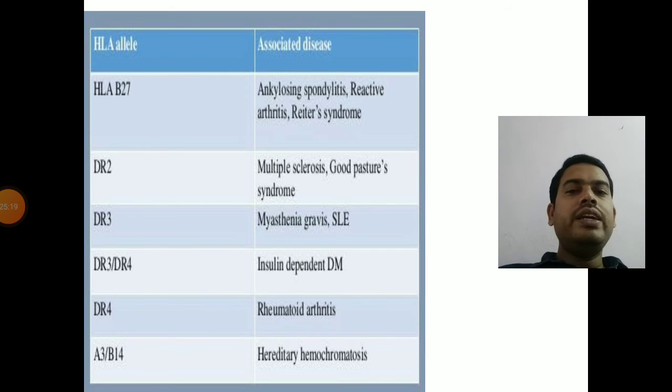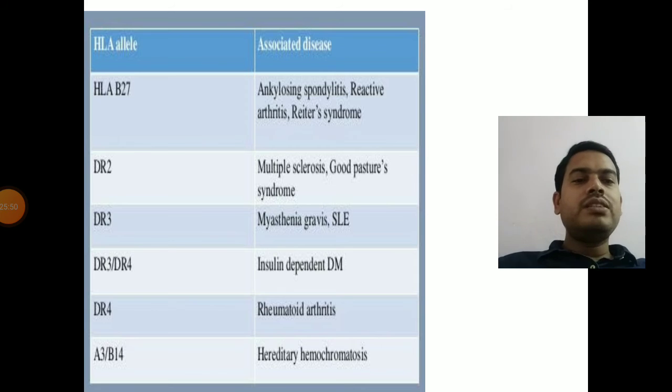like HLA B27 with ankylosing spondylitis, reactive arthritis, and Reiter syndrome. DR2 allele is associated with multiple sclerosis, Goodpasture syndrome. DR3 with myasthenia gravis and systemic lupus erythematosus. DR3 and DR4 with insulin dependent diabetes mellitus. DR4 is also associated with rheumatoid arthritis, and B14 A3 with hereditary hemochromatosis.